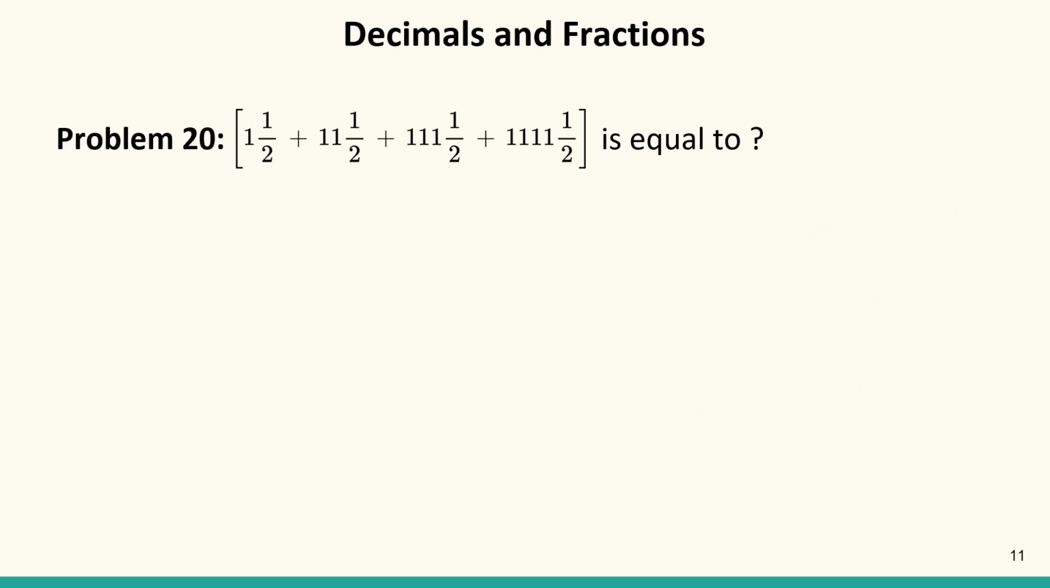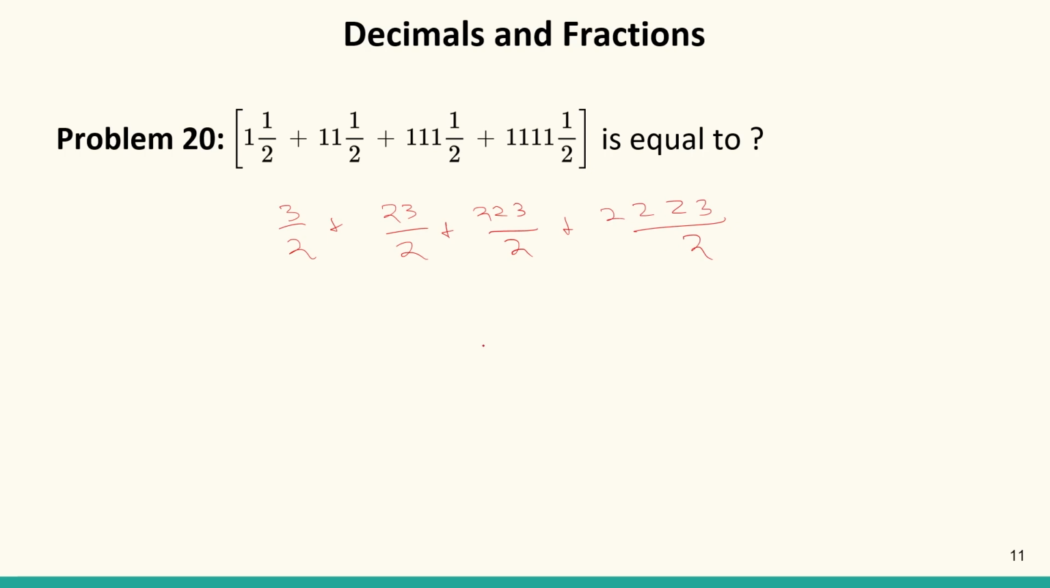So what does problem number 20 tell us? Problem number 20 tells us that we have to add 4 mixed numbers. This is not hard work, so let's convert these to fractions first. 2 into 1 plus 1 is equal to 3 by 2, plus 2 into 11 plus 1, so 22 plus 1, 23 by 2. Then 2 into 1, 1, 1 plus 1 will be 2 to 2 plus 1, so 2 to 3 by 2.